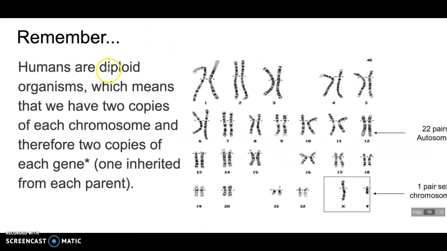Please remember, humans are diploid. That's 2N, which means that we have two copies of each chromosome and therefore two copies of each gene. So on chromosome number 1, right, we have hundreds of genes, but let's say that there's a gene A that you got from your mom and maybe an allele A that you got from your dad.